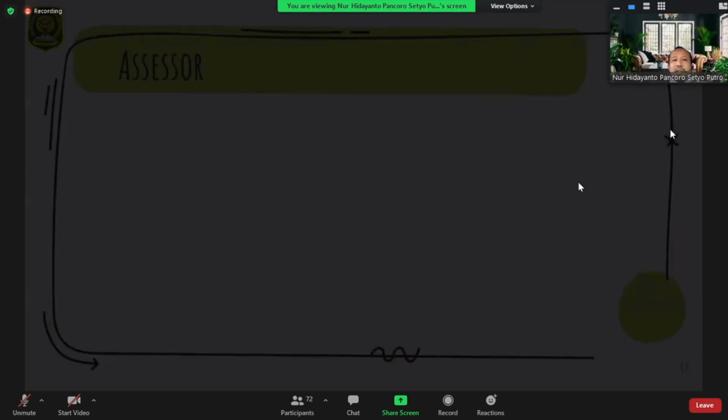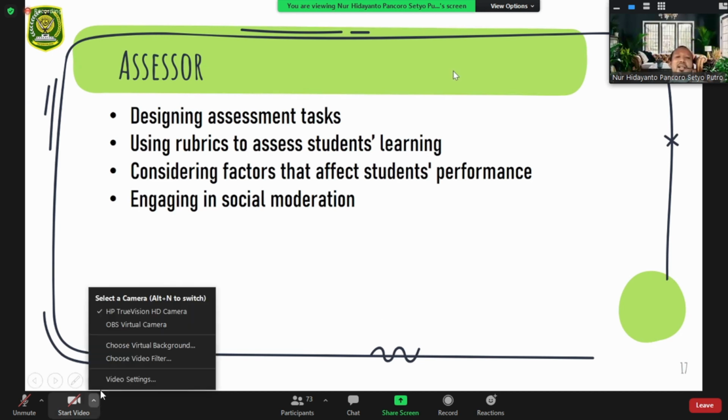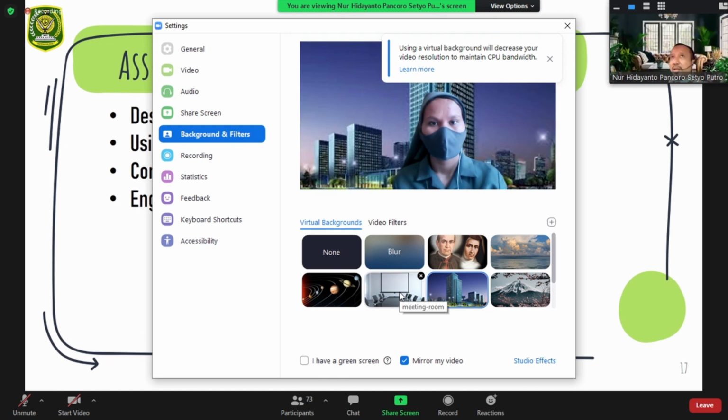Okay, when we are talking about our role as assessor, you will find at least 4 roles. So teachers as assessor, we need to design assessment tasks using rubrics to assess learning, consider factors that affect students' performance, and engage in social motivation. Nah, ini Bapak Ibu sekarang kan juga sedang engaging in social motivation. Getting better understanding about assessment for learning, sharing about assessment for learning. So engaging in social motivation means kita belajar bersama untuk improving ourselves.